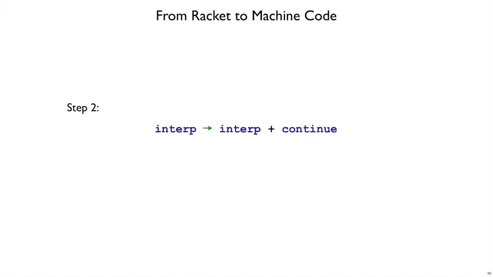Step two is also something we've already done, though not with our current interpreter. We got rid of our reliance on Plait's implementation of continuations, that is, Plait's ability to call a function and then return to where the function was called. And we did that by changing our interp into interp plus continue with continuation records.